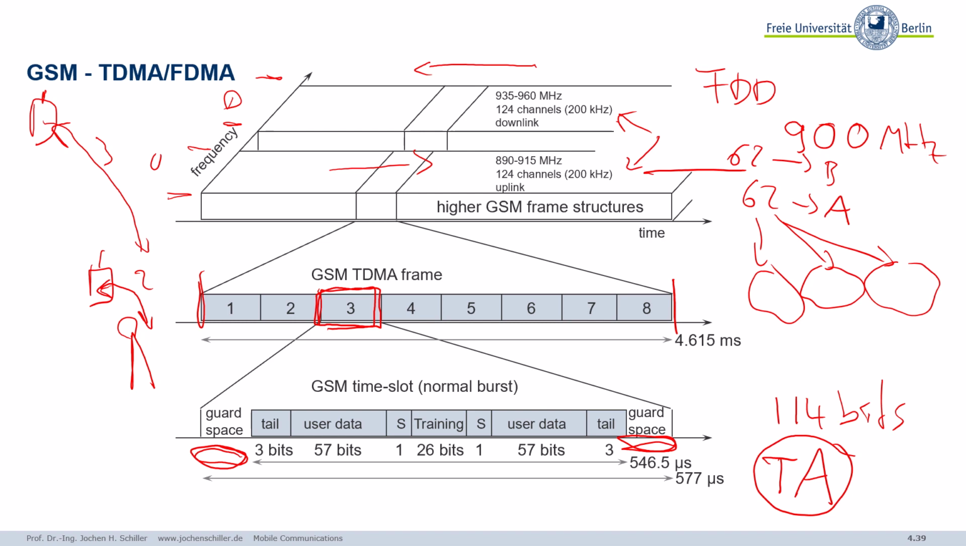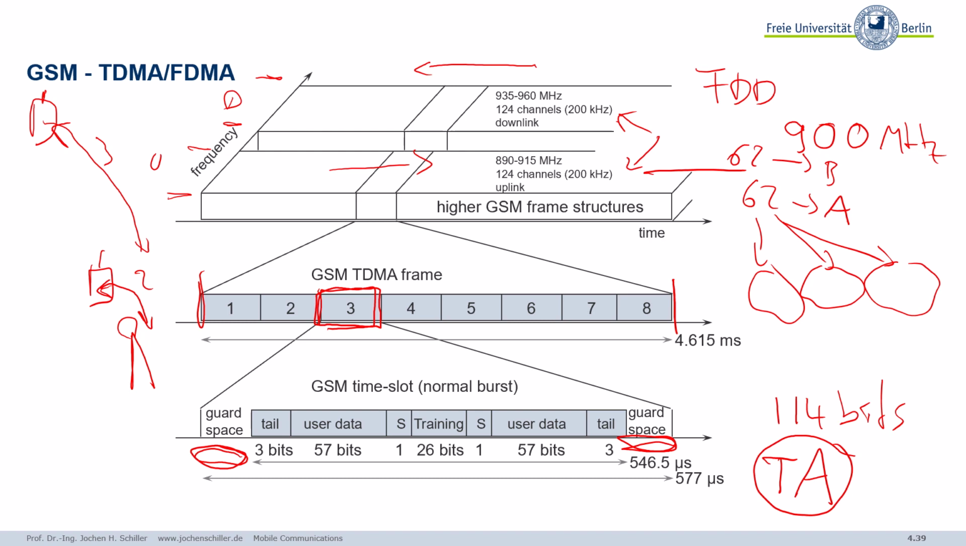And if you set all the bits, then this means you are at the distance of roughly 35 kilometers. So this is why we have this limit of roughly 35 kilometers in the GSM network. Because if you're 35 kilometers away from the BTS, the time advance is at its maximum, and you have to send your data really early so that it fits into the slot structure of the TDMA frame at the BTS.